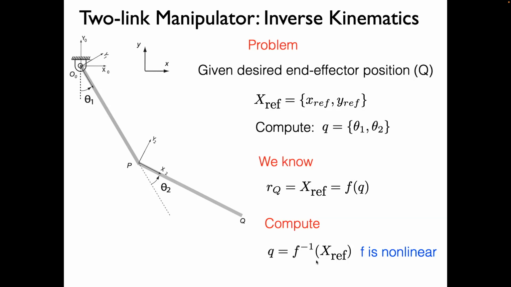The issue is that f is a non-linear function of the angles θ1 and θ2, or Q, and so it's not possible to find an analytical solution. This means that we need to use some numerical method of computing the Q.